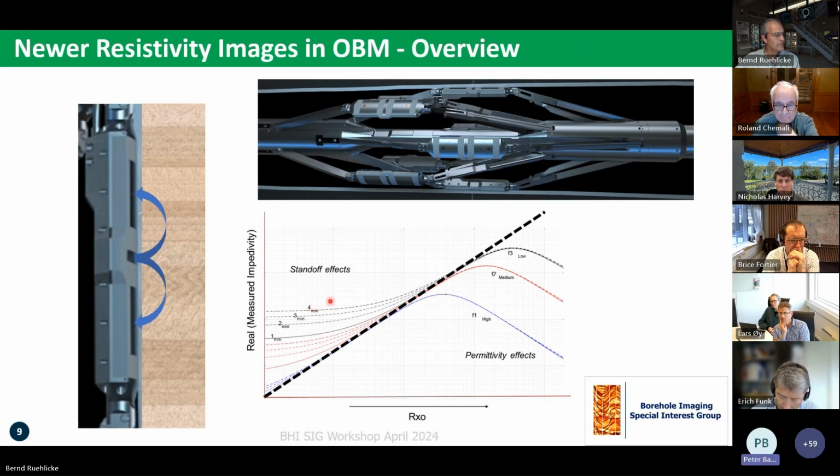The higher frequencies have the problem that they're affected by permittivity effects. Permittivity is a measure of capacitance. And in this example, from around 20 ohm-meters, the response starts to roll over, and then as the resistivity of the formation increases, the response decreases. But these tools have their own particular responses that we're going to look at in oil-based mud. Next slide, please, Bernd. Just a second.